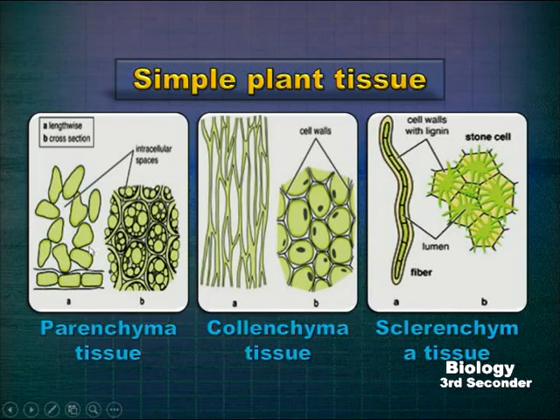Parenchyma, soft tissue, living tissue. Collenchyma, hard with elasticity and flexibility. Sclerenchyma, hard and strong, with less flexibility. Okay. This is the simple plant tissue.